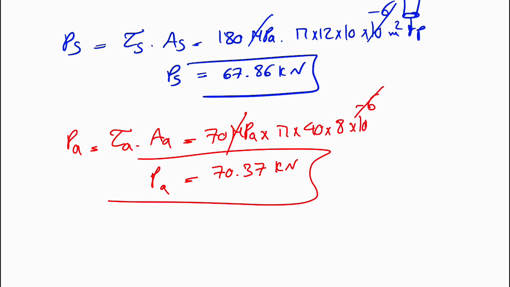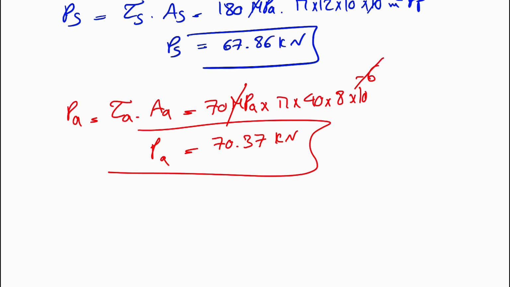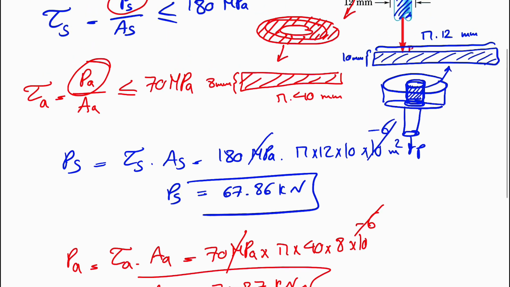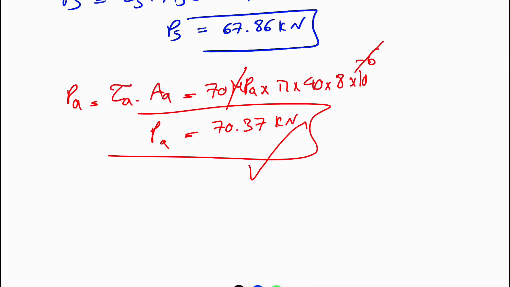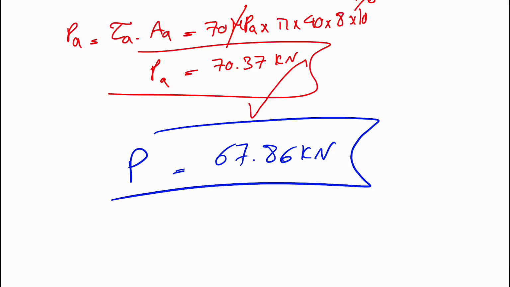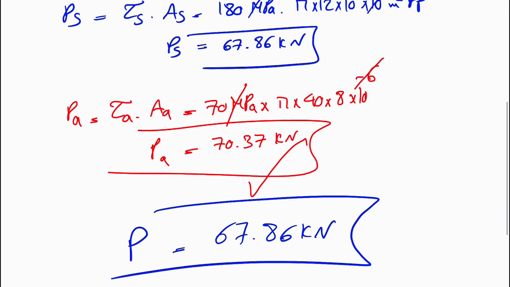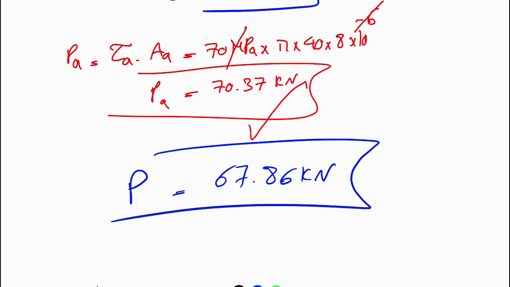Here we have to go with the lowest force to avoid failing of the members. For example, if we go with the higher one, this force is going to fail the steel, because it's going to make a shearing stress more than 180, so the rod is going to fail. So the final answer to this question is that our load P has to be 67.86 kilonewton. This is going to be the maximum force for this question and the P that we were looking for.